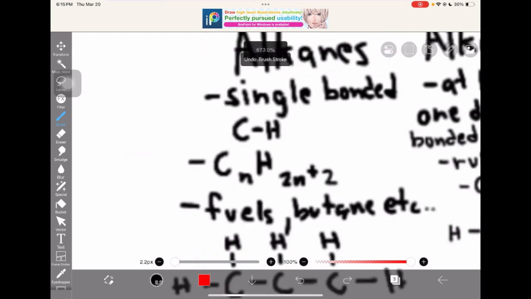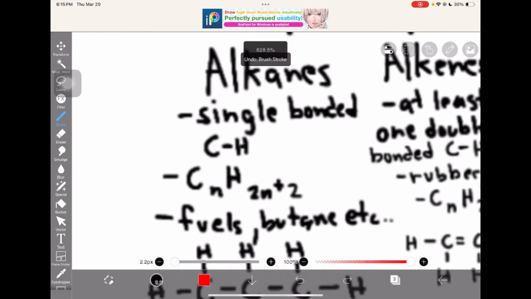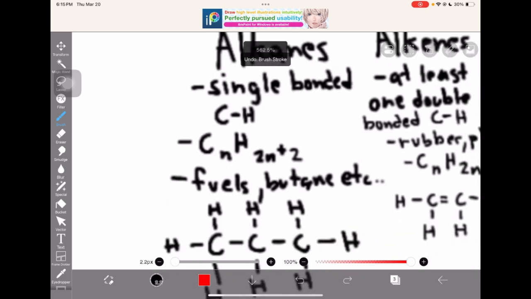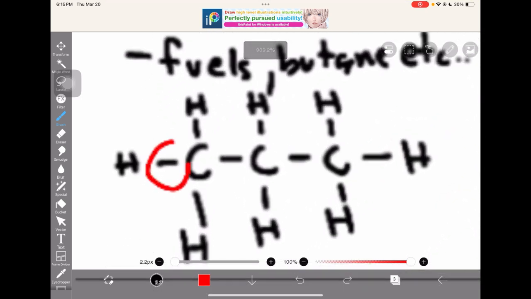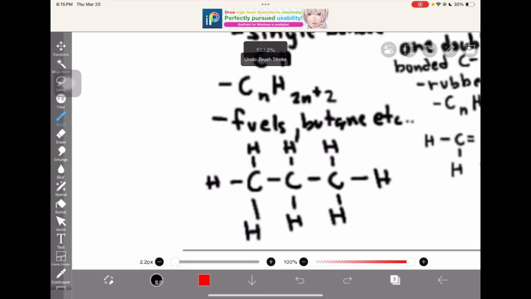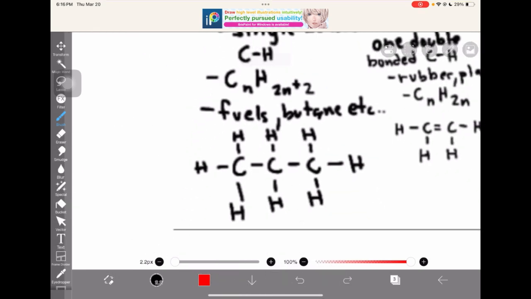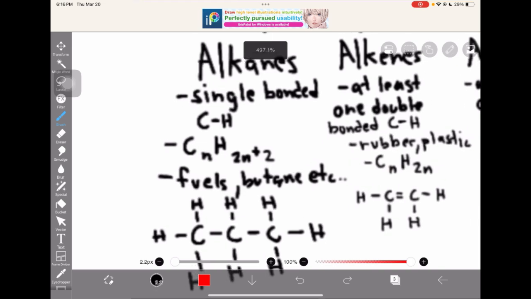So that's how the bonding system works. These are used in fuels, butane, etc. Yeah, that's really all you need to know of alkanes. And pay attention to these lines, as you could see over here. Those are the bonds, and remember, we can only have 4 of them per carbon. So 1, 2, 3, 4. And as you could see, we got 3 C's and 8 H's. So we have 3, and then 6 plus 2, which also follows our formula. So that's all you need to know about alkanes.